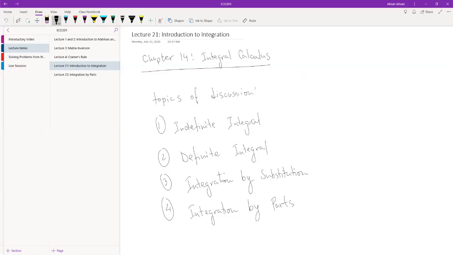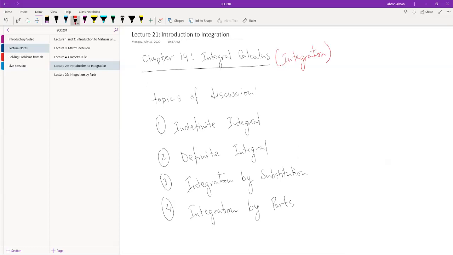So today and the next lecture, over this week, we're going to do the final chapter of integration. Formally it's called integral calculus, but you may also call it integration. Both terms are fine. Integration, as you will see soon, is basically the opposite of differentiation.